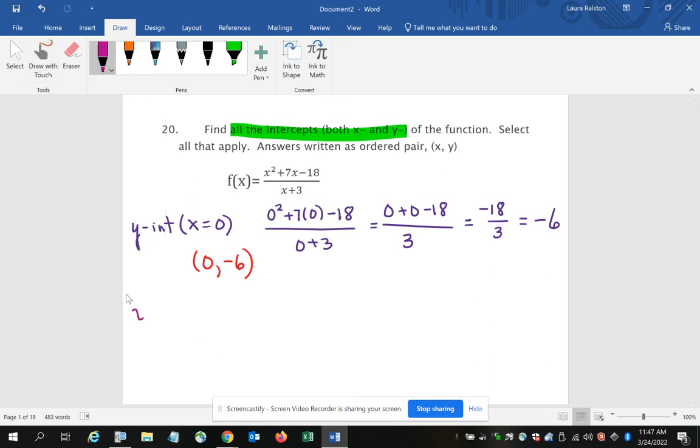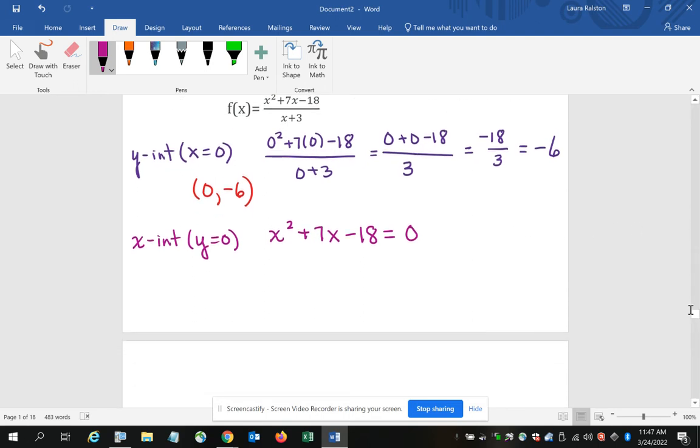To find the x-intercepts of the rational function, you let y equals 0 and solve for x. But the shortcut is you take just the numerator. We're not concerned about the denominator. We take the numerator and we set it equal to 0 and we solve, either by factoring or using the quadratic formula. Again, it seems that this one will factor, so I'm going to use factoring. 9 times 2 is 18, and 9 minus 2 is 7. I need a plus 9 and a minus 2.